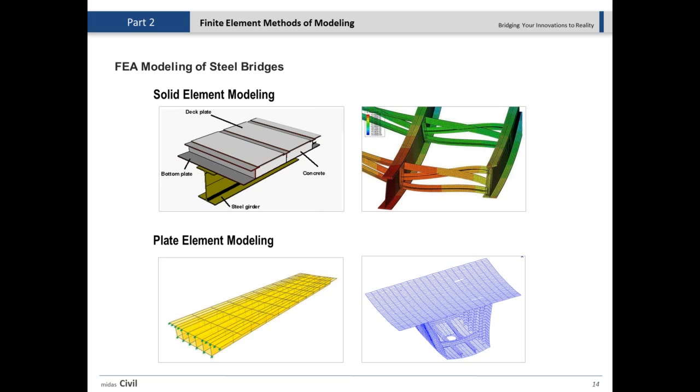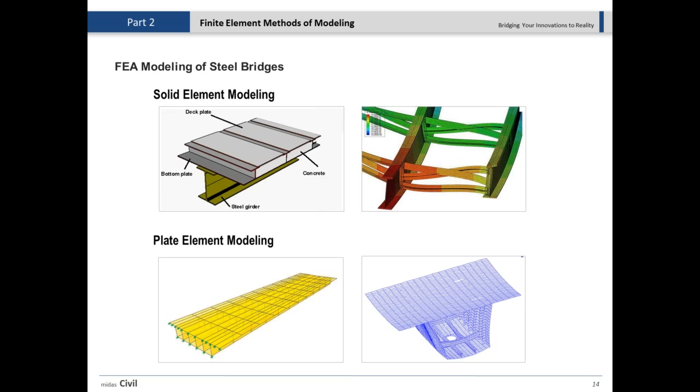Technically, we have three main elements in finite element. We have one-dimensional, which we also call beam or line element. We have two-dimensional, called plate element, and then we have three-dimensional, which is called solid elements. Each of these elements could be used for modeling curved steel bridges, and each one has its own advantages and its own limitations.